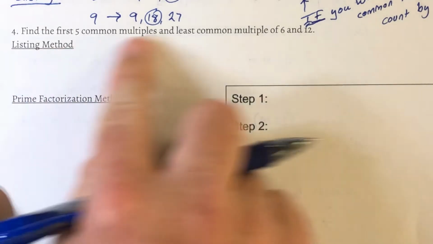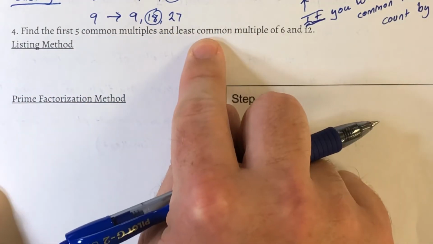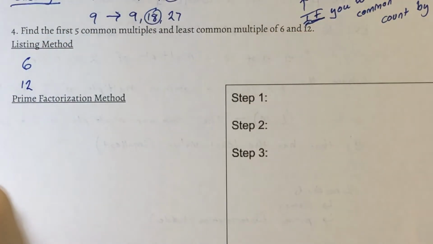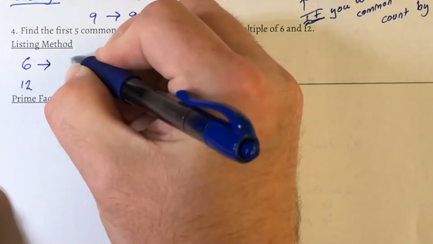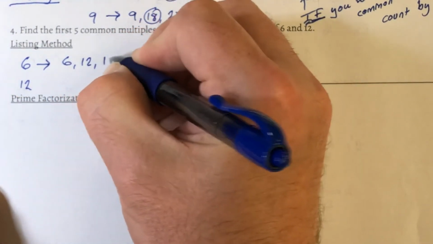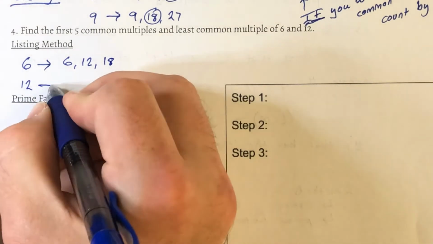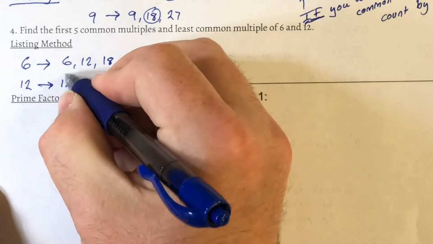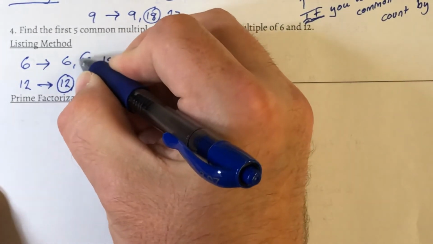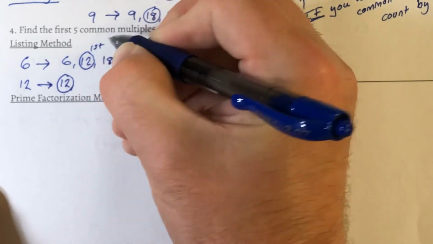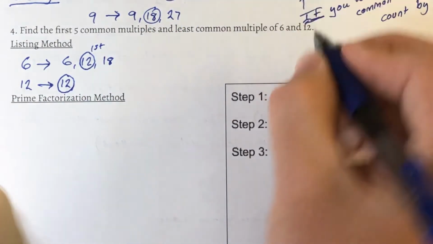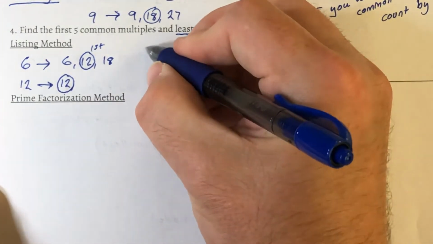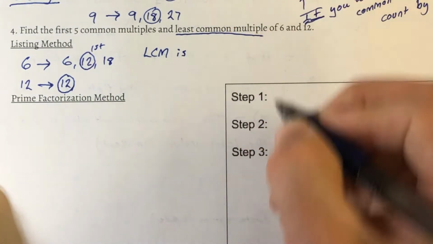Okay, so let's find our first 5 common multiples and least common multiple of 6 and 12. First, we're going to use a listing method. So write out your numbers, 6 and 12. Count by 6s, 6, 12, 18. Let's do some 12s. 12. Oh, wait, I already see one. We can stop. That's our first common multiple, also known as our LCM. So I'm going to go ahead and write that answer to that question first. So we're doing that least common multiple is 12.